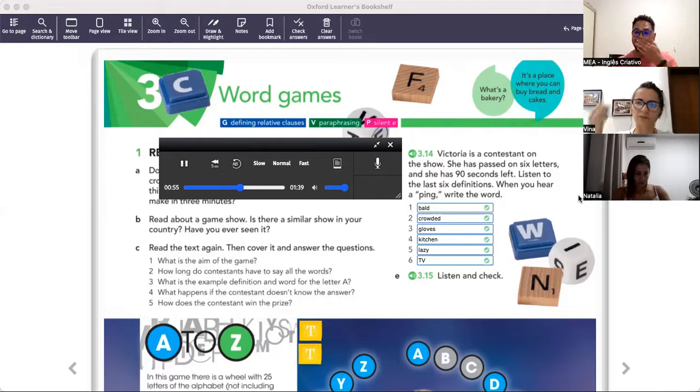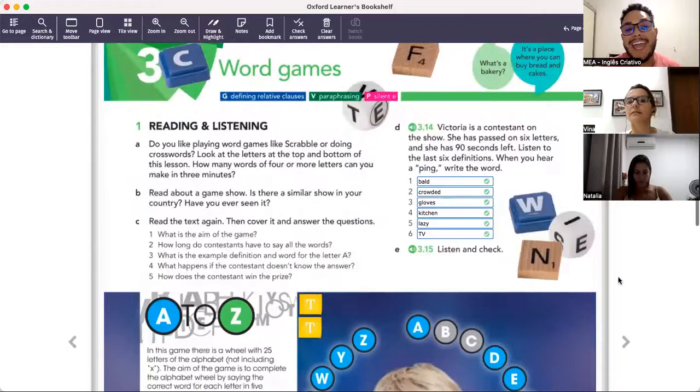It begins with K. It's the room where people cook. Kitchen. Right. It begins with L. It's an adjective for someone who doesn't like studying or working, for example. It's the opposite of hardworking. Lazy. Right. It begins with T. It's a thing with a screen that you can watch shows and movies on. Just 3 seconds left. Television. Congratulations, Victoria. You did it. Nice game.